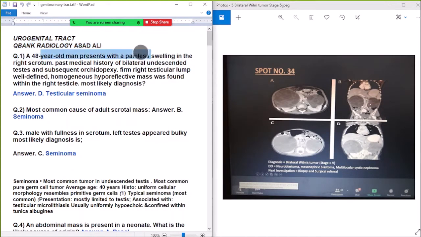I'm a 48-year-old man with a painless swelling in the right scrotum and past history of bilateral undescended testes, and subsequent orchiopexy. From the right testicular lump, a well-defined homogeneous hypoechoic mass was found within the right testicle, most likely diagnosed as testicular seminoma.